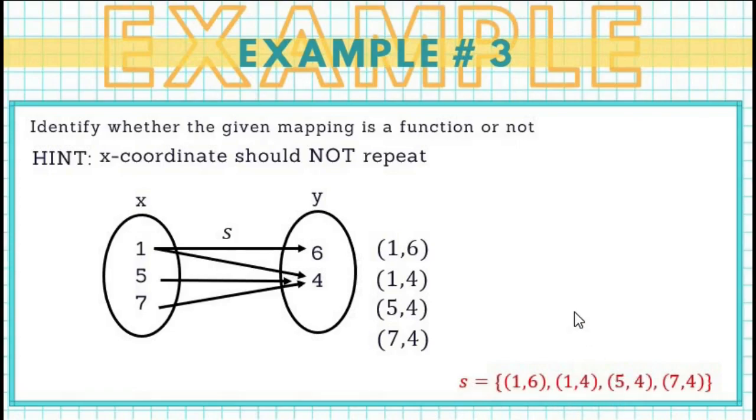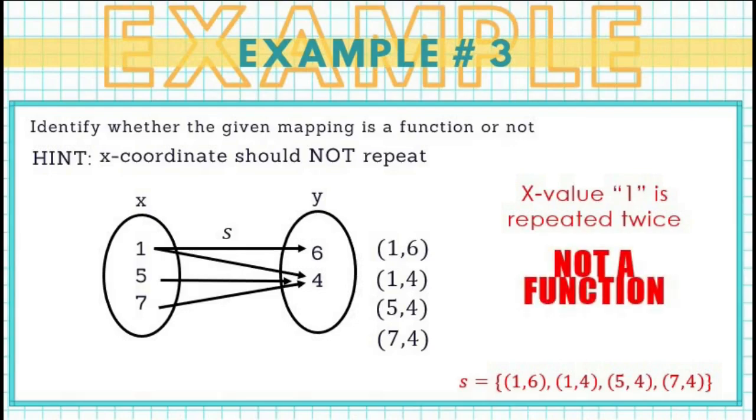(7, 4)}. So again, for us to be able to know whether the map or the mapping represents a function or not, we simply check the values of x. So the values of x here are 1, 1, 5, and 7. And notice that the x value 1 is repeated twice. Therefore, this mapping does not represent a function.